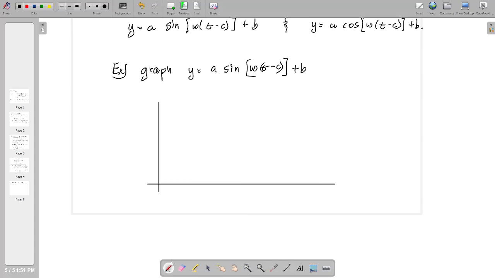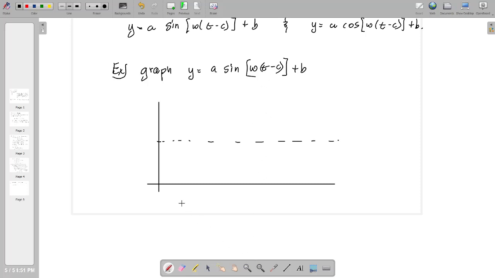I'm going to assume that all of my values are positive in this case: omega, b, c, and a. Now, with our vertical shift, we have to remember that axis over which we oscillate. Remember, normally sine and cosine oscillate over the x-axis. So when we shift all of our points b units, that axis will shift as well. So at b, again assuming b is positive, we get this axis over which our function is going to oscillate.